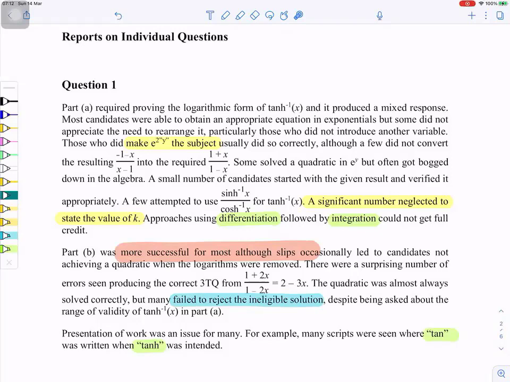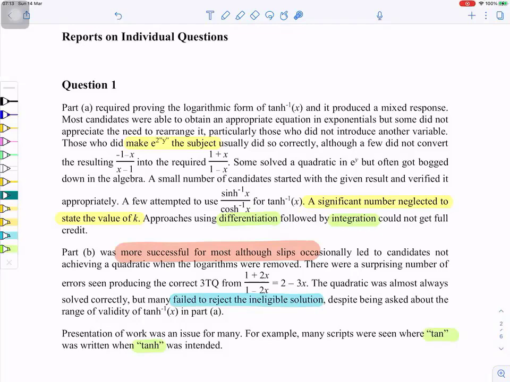It's very important in A-level questions. That last bit, where they say state the value, don't neglect it because you get marks for that. So lots of A-level students neglected to state that last thing, the value of k. So you need to state everything so that you can get the mark. Some students used differentiation followed by integration, but they could not get full credit because they had lots of mistakes. So the method you use is very important sometimes to make it easier. For part B, it was more successful for most students with occasional slips.